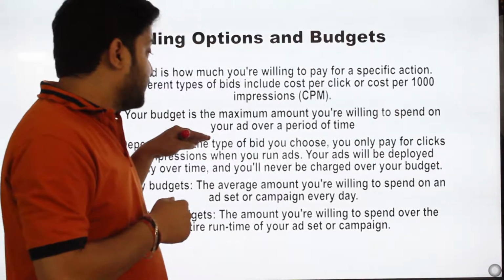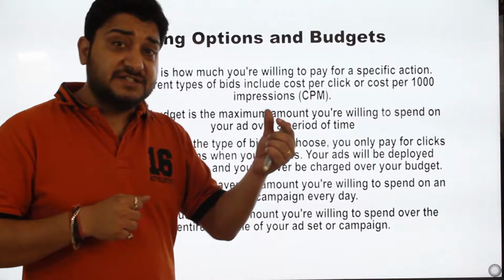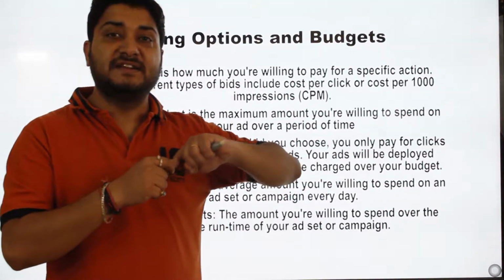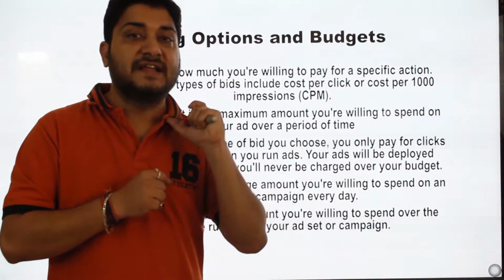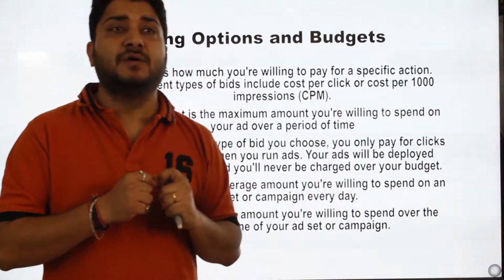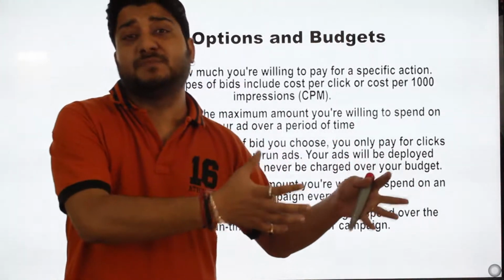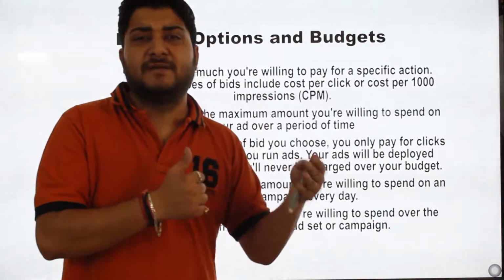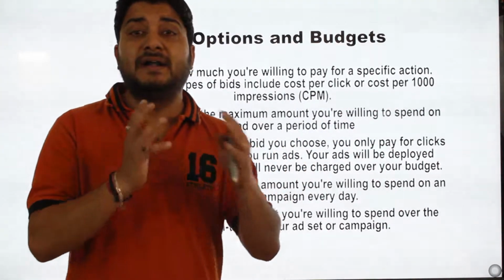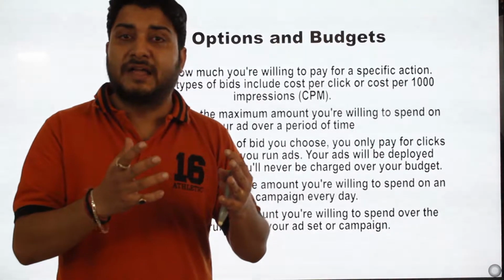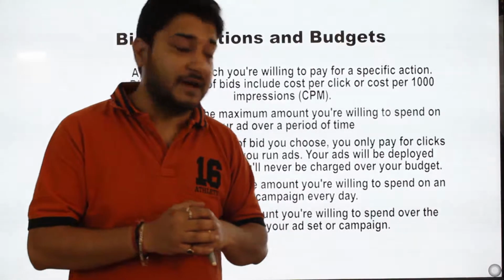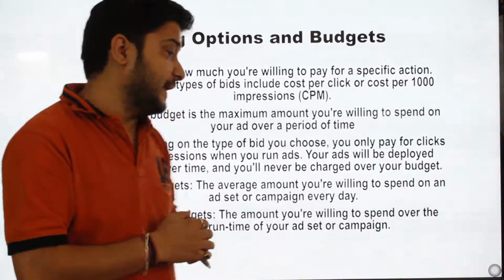Then you'll be setting up a daily budget. First you set the overall budget, then you set the daily budget, which is the amount that should be spent daily. For example, if the overall budget is 10,000 rupees, then you'll allocate around 500 or 700 rupees per day for running your campaign. Once the 700 is exhausted, your ads will stop running for that particular day.